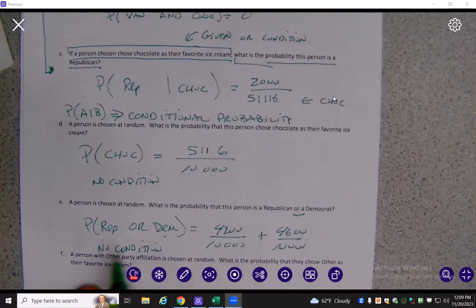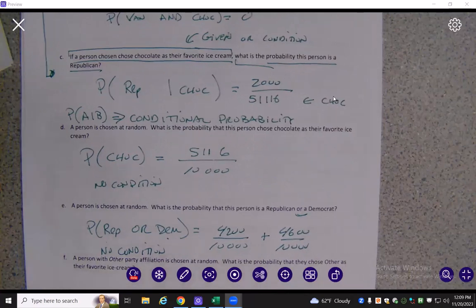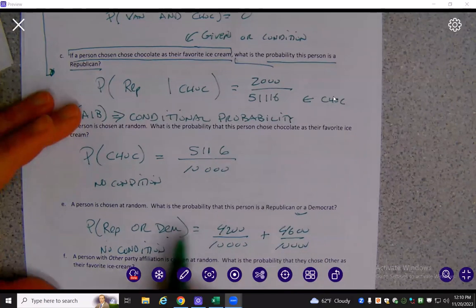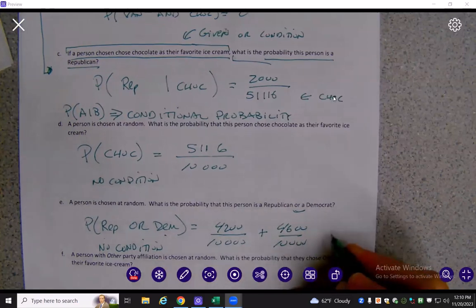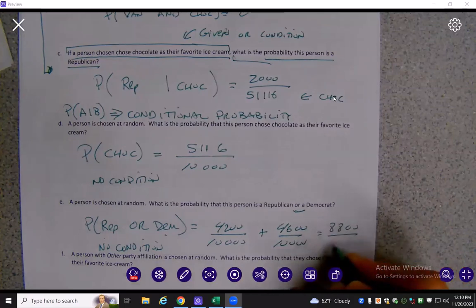Are these two events, do they have anything in common? Or are they disjoint? So Alex says disjoint. They're right, they have nothing in common. You can only be one or the other, not both. So here I don't have to subtract anything because there's nothing to subtract. They have nothing in common. I'm not double dipping. So that's going to be 8,800 over 10,000. Okay.